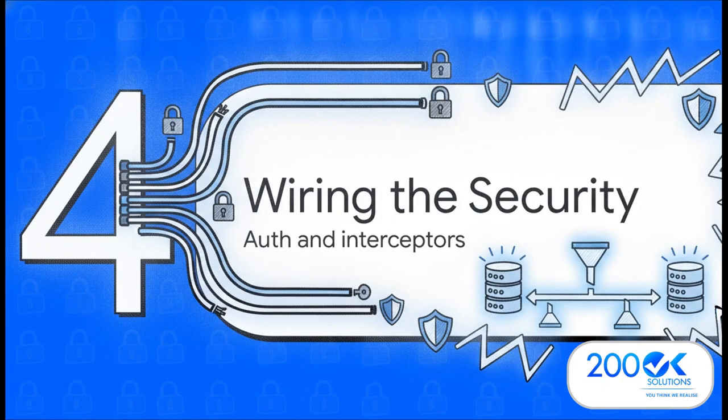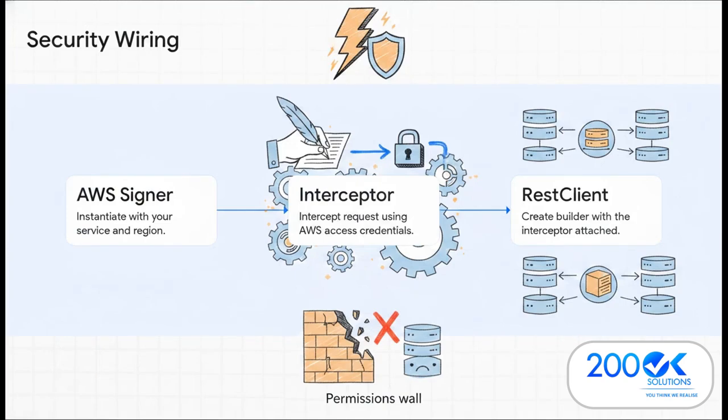Section 4, Wiring the Security. This is where we handle authentication and interceptors. We're going to chunk this security wiring into 3 totally manageable steps: signing the request, attaching your credentials, and building the authenticated client. If you skip any of this, your Lambda function is just going to slam into a permissions wall when it tries to talk to Elasticsearch. This process right here is exactly how we bridge AWS's super strict identity and access management ecosystem directly with Elasticsearch's native REST APIs. Let's break it down.